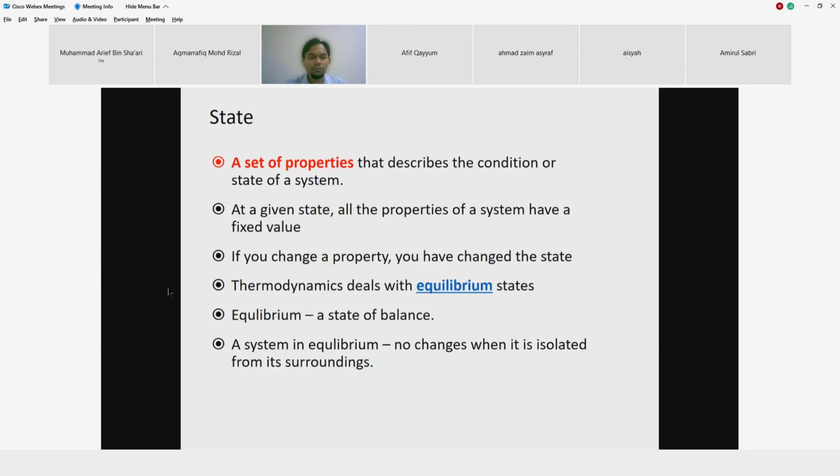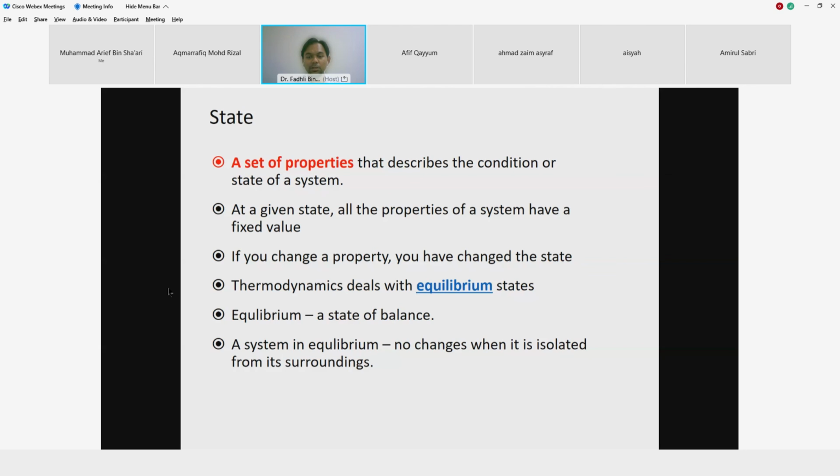The meaning of sentence number 2. At a given state, at a given position, all the properties of a system have a fixed value. If you change a property, you have changed the state. Back to your room, during position 1, the temperature is temperature 1, right? And then your room moved to position number 2. Now the temperature becomes temperature 2.